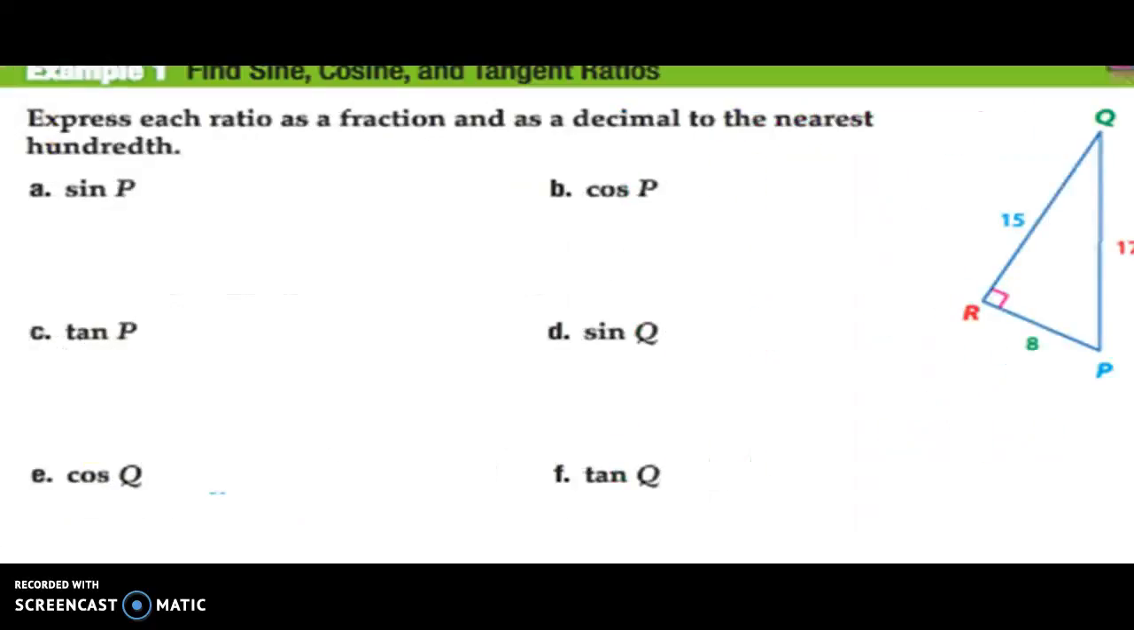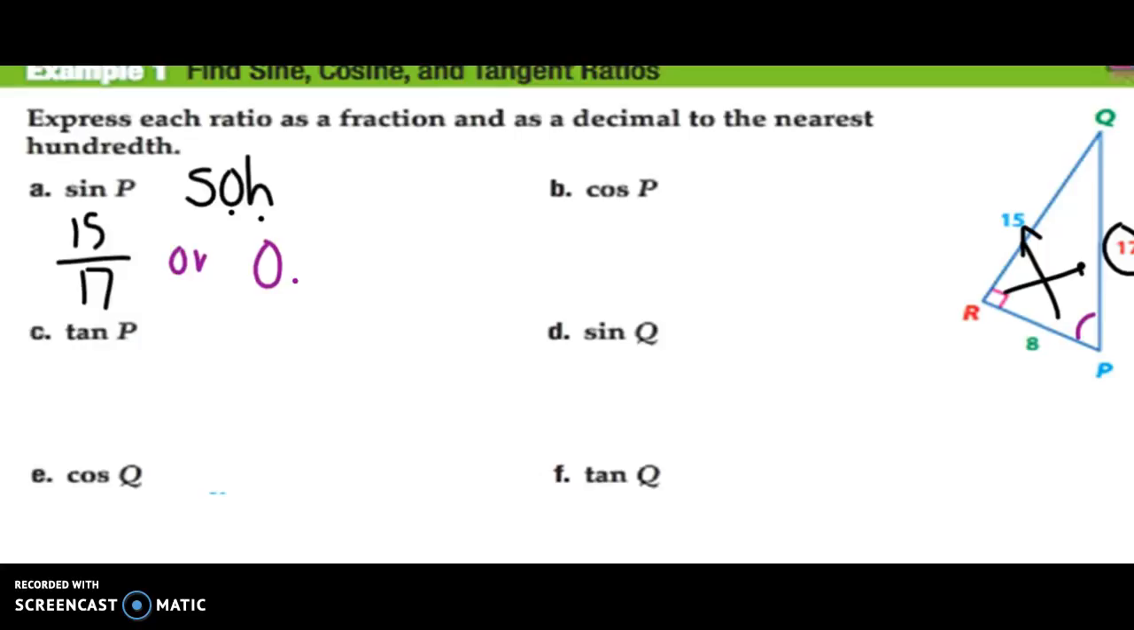Now let's use those ratios to find some fractions and then decimals comparing the ratios in a triangle. So we're looking at angle P, and it asks us to find the sine. So remember, sine, so opposite over hypotenuse. So the opposite from angle P is 15. And the hypotenuse of the triangle, well, across from the right angle, is 17. 15 over 17. So I can write it as a fraction, or 15 over 17 as a decimal is approximately 0.88.